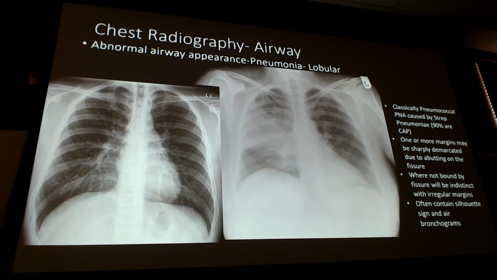Fever, cough, sometimes productive, sometimes not, but definitely fever and chills. This is an infection.